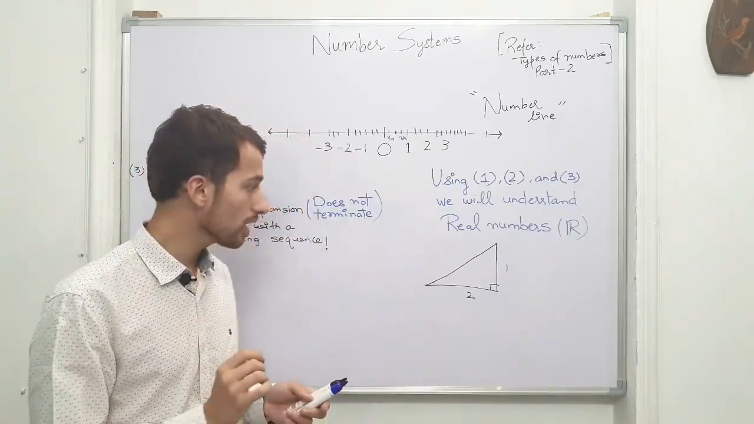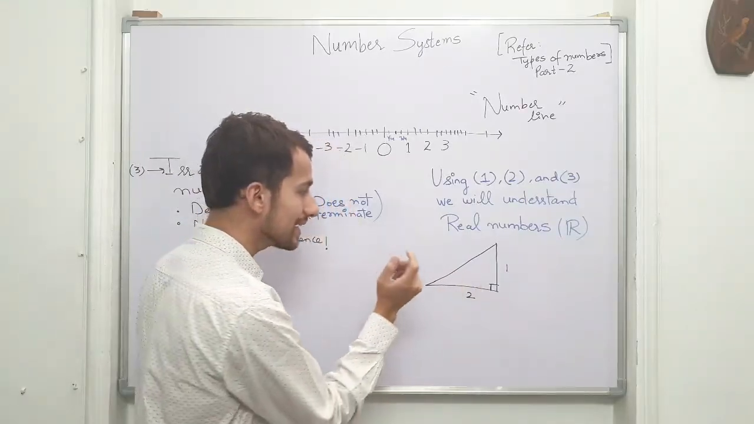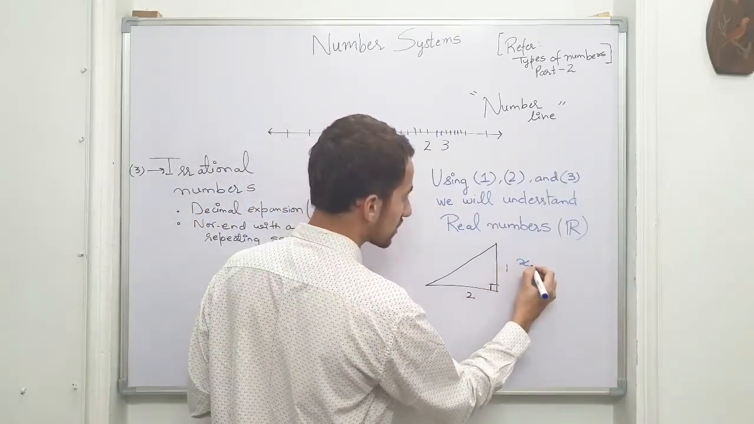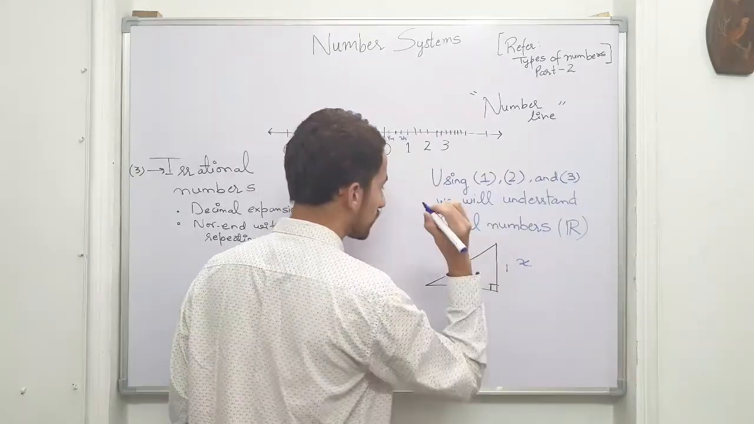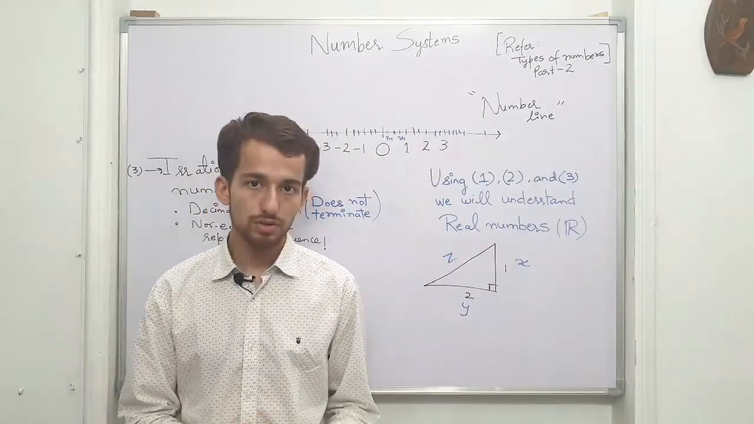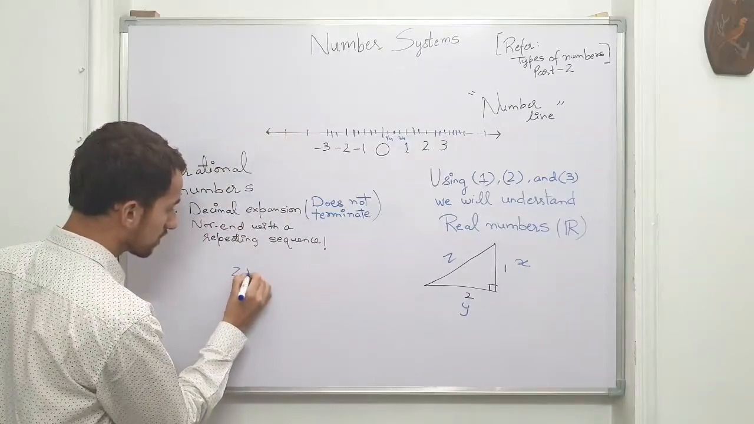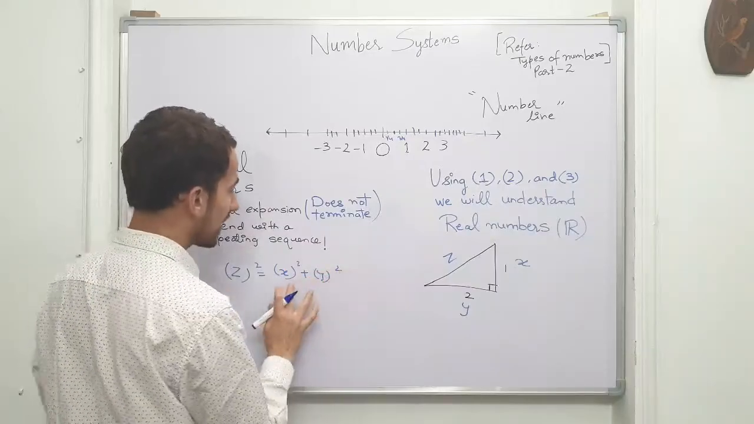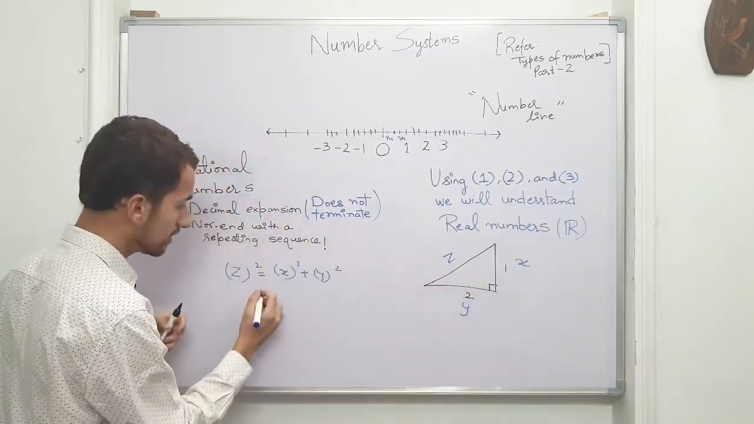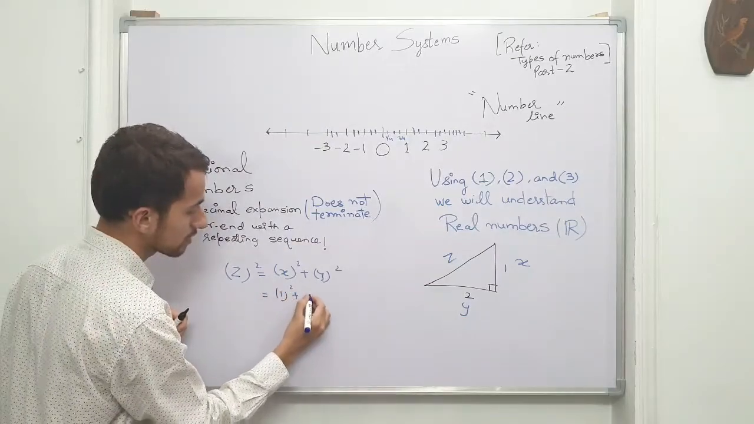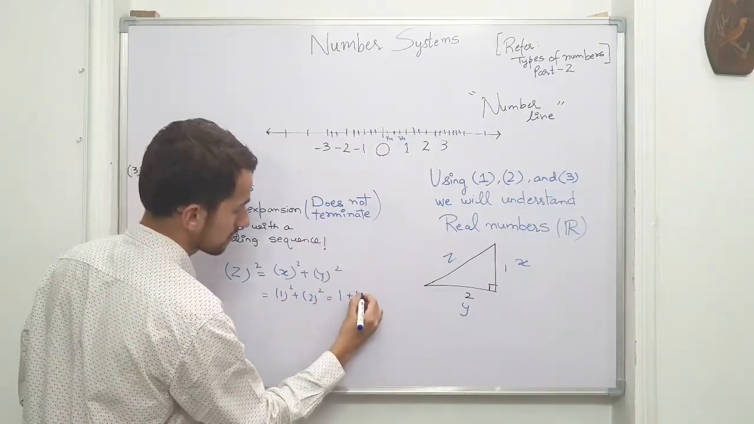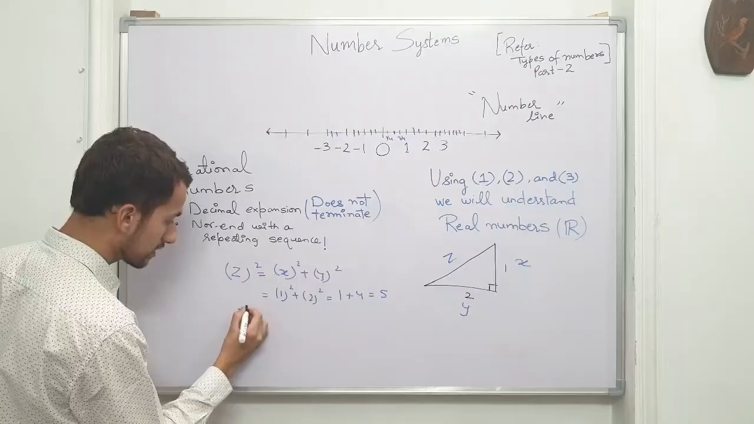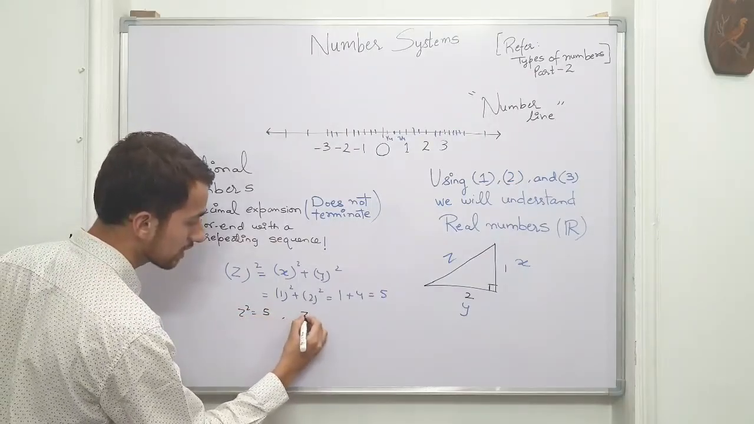Now if I apply the Pythagoras theorem on this right angle triangle, let me name these sides. Suppose this is x, this is y, and this is z, the hypotenuse. So we know by the Pythagoras theorem that z square equals x square plus y square. x and y in our case are 1 and 2 respectively, so this will reduce to 1 square plus 2 square, which is 5.